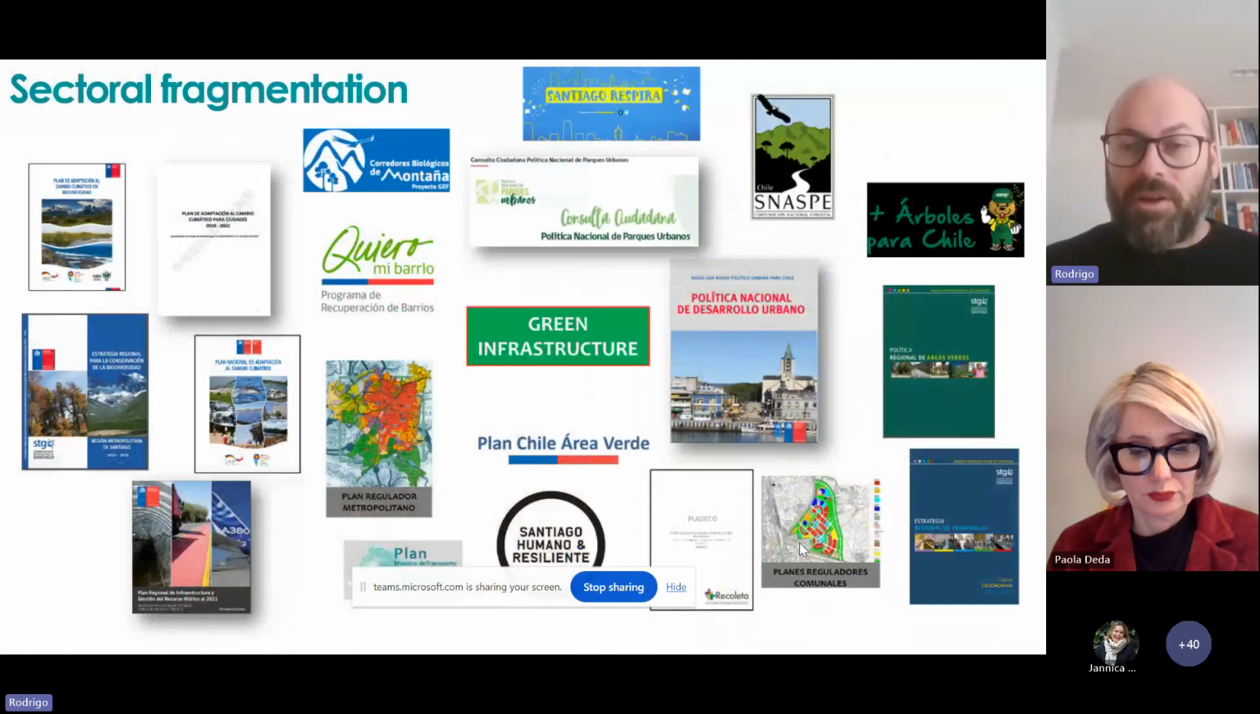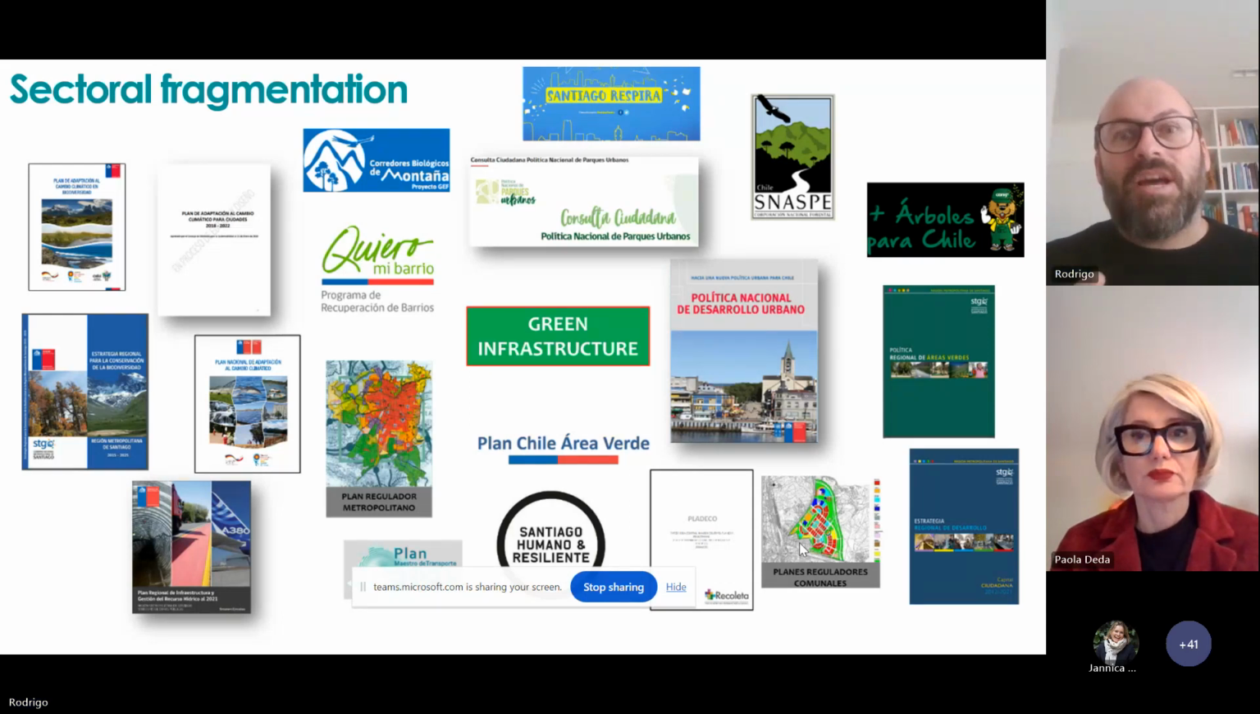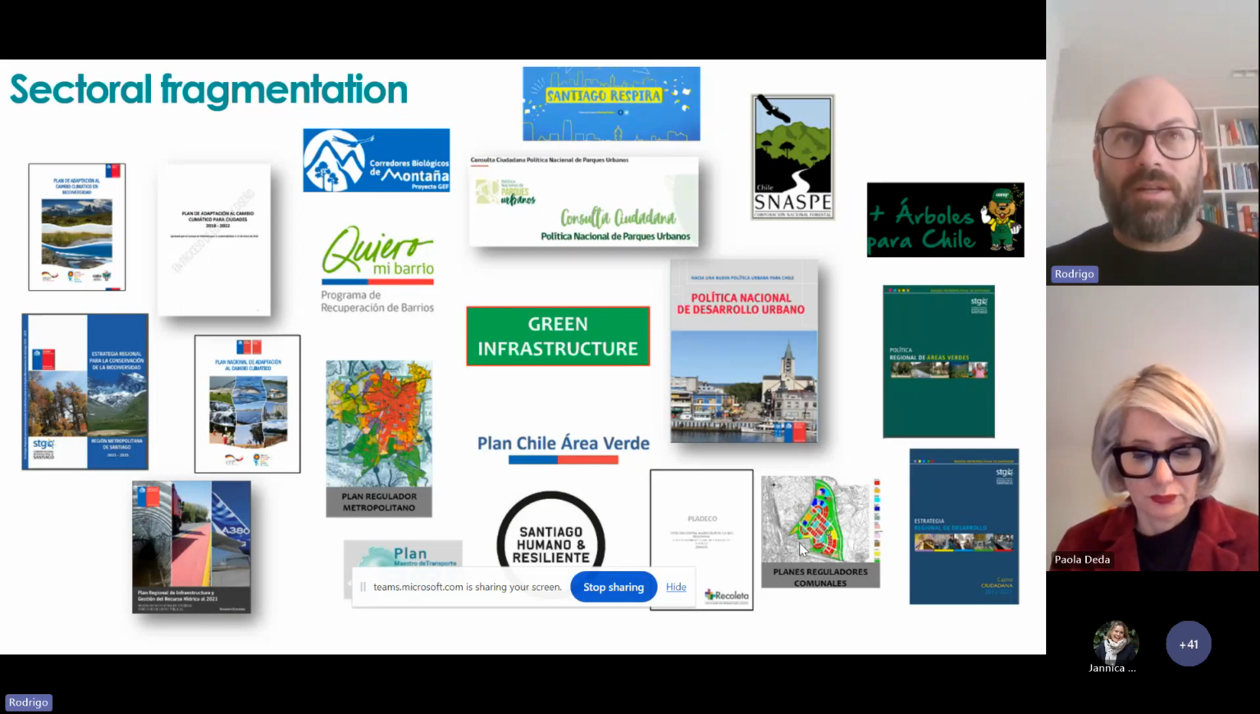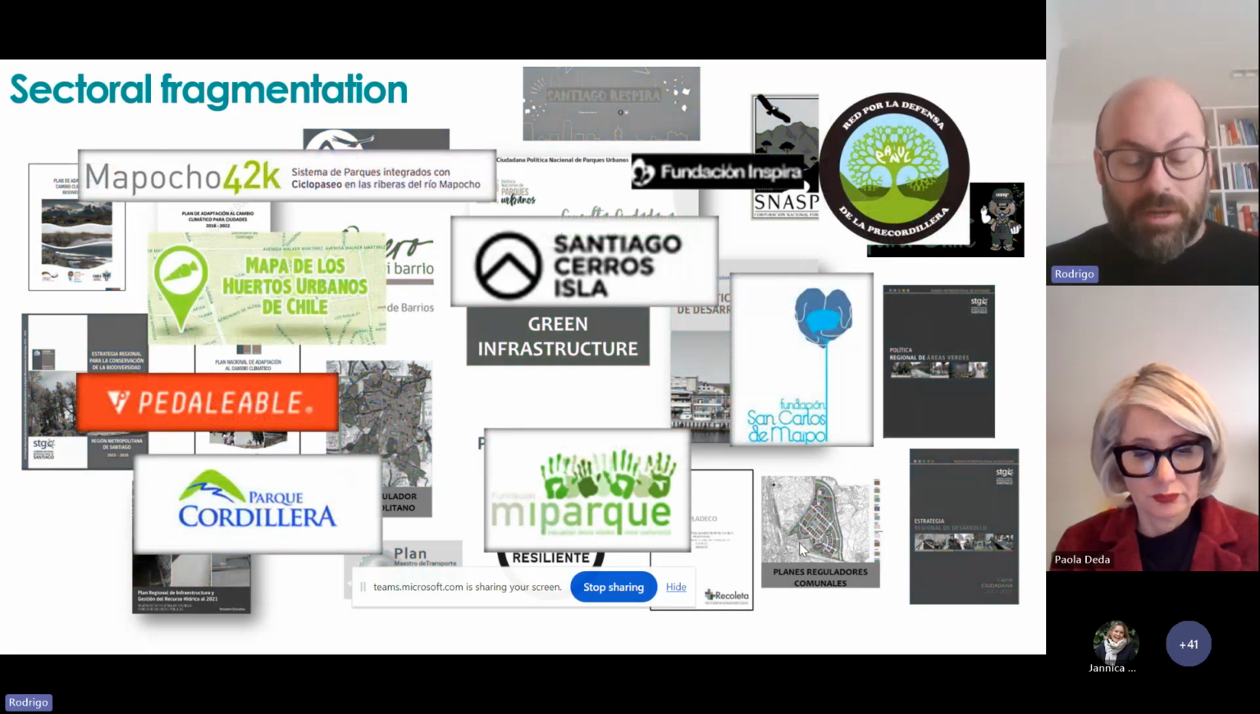Moreover, we have several initiatives to protect and develop green infrastructure in Santiago by different public institutions, such as the Ministry of Housing, the Environmental Ministry, the regional government, etc. The problem is they don't have enough coordination among them, which creates sectoral policies that are not connected to each other. And this lack of coordination increases when we include several civil society organizations that are also working in different plans and proposals to create a green Santiago, basically.